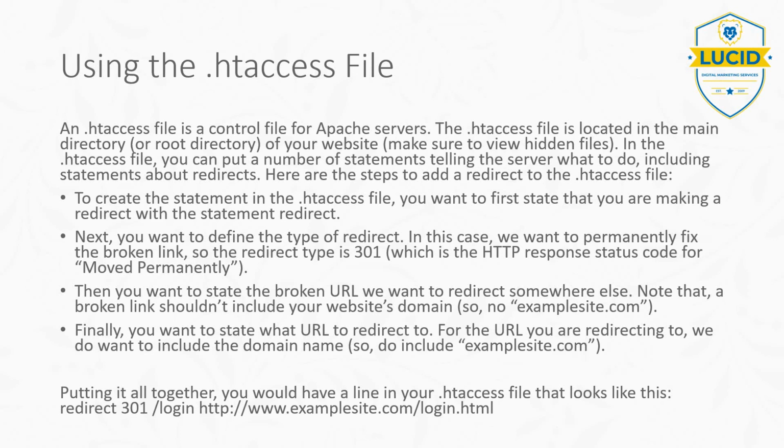To create the statement in the htaccess file, you first want to state that you are making a redirect with the statement redirect. Next, you want to define the type of redirect it is. In this case, we want to permanently fix the broken link or the 404 non-existent page. So the redirect type is 301, which is the HTTP response status code for moved permanently. There is also a 302 status code, which means moved temporarily. You don't want to use that, because this will actually be a permanent move since the page has been deleted and Google sees a server-side kickback of a 404 page error.